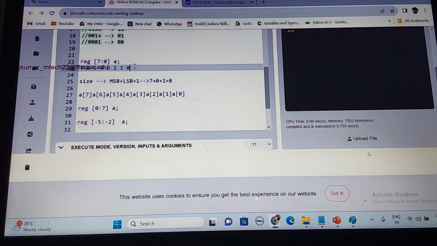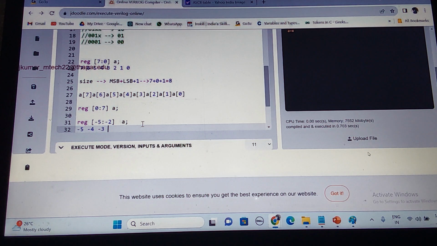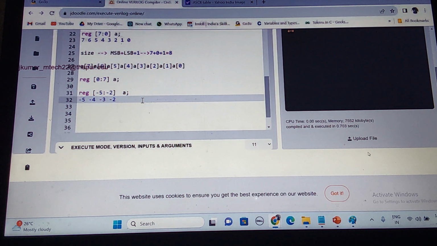Correct. What about this one? Minus 5, minus 4, minus 3, minus 2. This is correct? MSB and LSB. How can you find the size of this? I want to find the size. From this you can tell the size: 1, 2, 3, 4. So using a formula, how to find this?